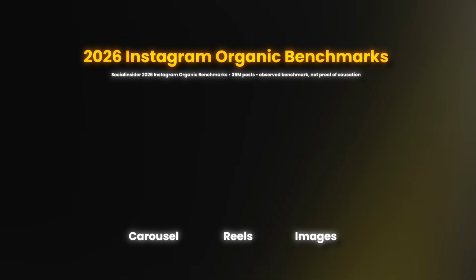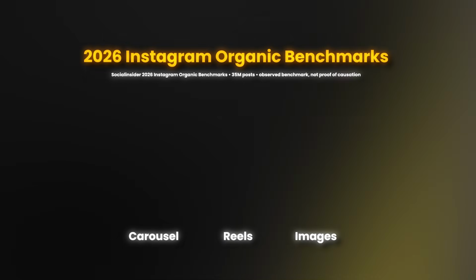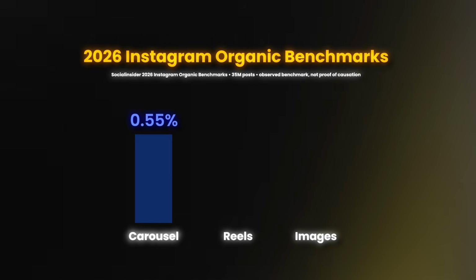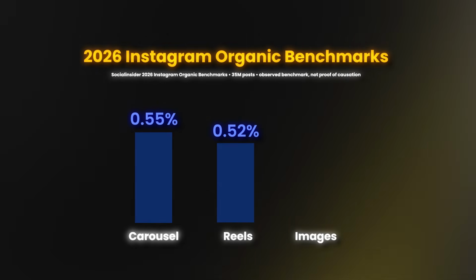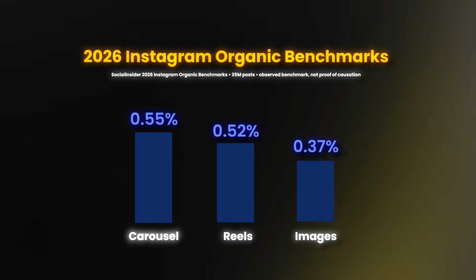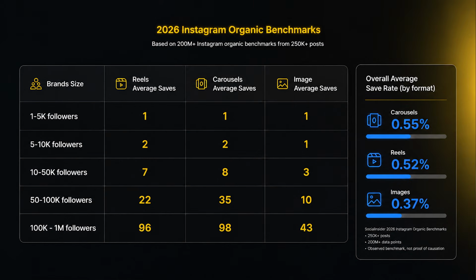That structure is worth testing because carousels are already one of the strongest organic formats on Instagram. In Social Insider's 2026 analysis of 35 million posts, carousels led engagement at 0.55% compared with 0.52% for Reels and 0.37% for static images. The same benchmark found that carousels generated the most saves and views.